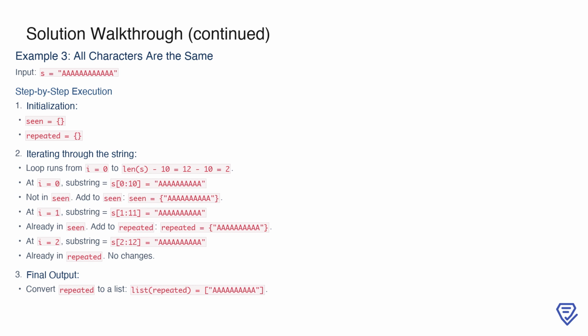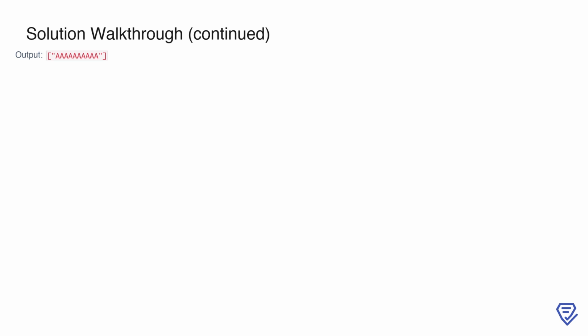At i equals 1, the substring is again AAAAAAAAAA, but this time it's already in seen, so we add it to repeated. At i equals 2, the same substring appears again, but since it's already in repeated, no changes are made. This results in repeated containing just one substring, AAAAAAAAAA. Finally, we convert the repeated set to a list, giving us the output AAAAAAAAAA. This demonstrates that even in a string where all characters are the same, the algorithm successfully identifies repeated 10-character substrings. This example highlights how the solution handles edge cases where repeated sequences are highly uniform.